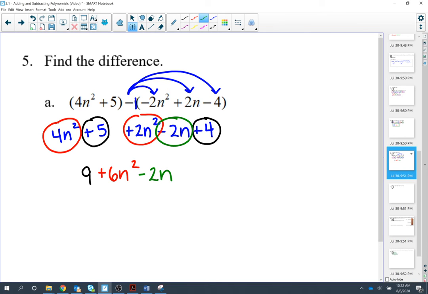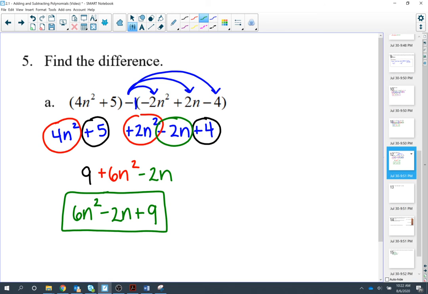Take a look at that. Is that in standard form? No, it is not. So we have to rearrange it. We're going to put the 6n squared first. We're going to put the -2n second. We're going to put the +9 at the end. Now we are in standard form, and that would be your final answer.